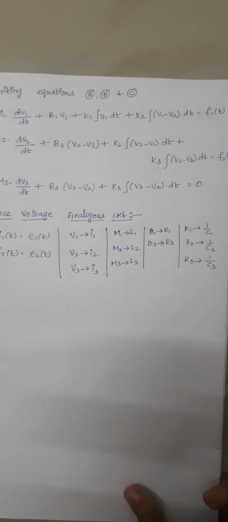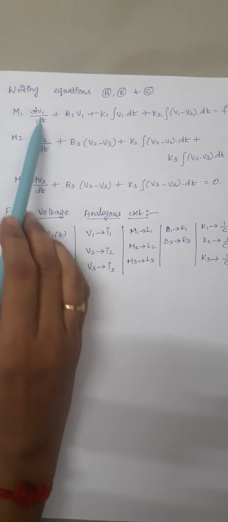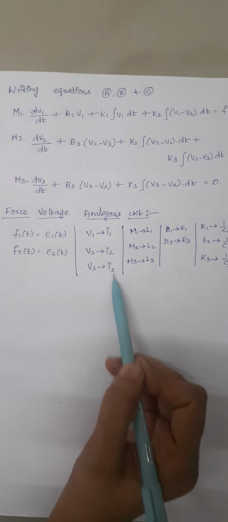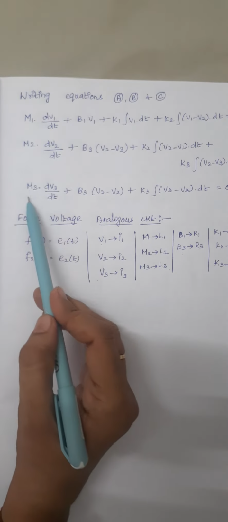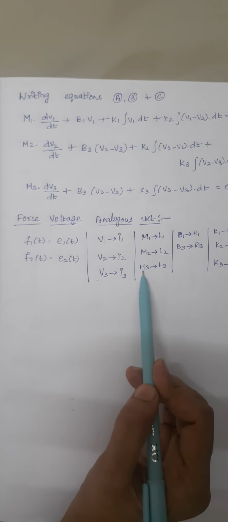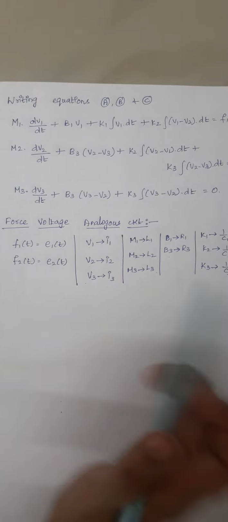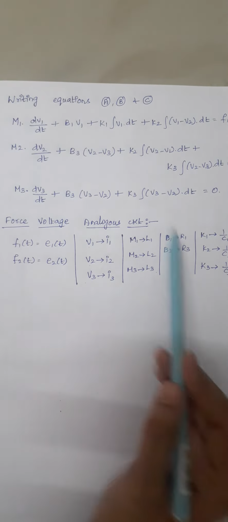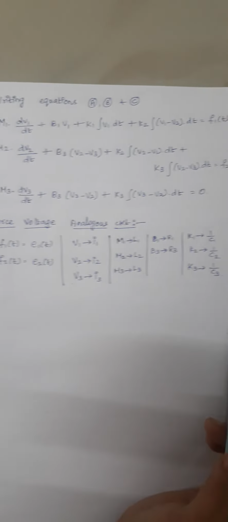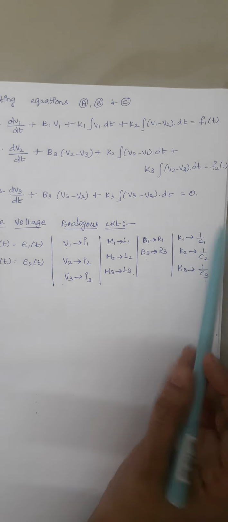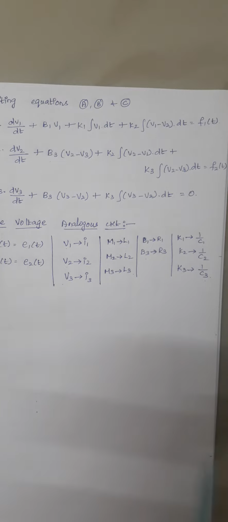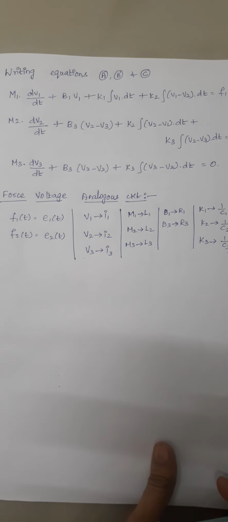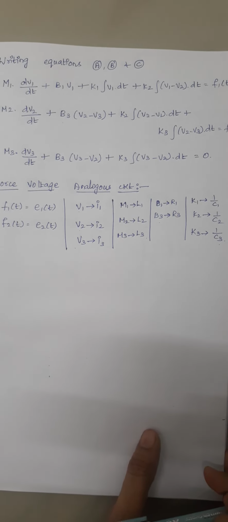In this equation we are having three velocities, v1, v2, v3. We are having 3 masses, m1, m2, m3, and I have written these 3 masses. Apart from that we are having dashpots b1 and b3, and the last ones are the spring elements k1, k2 and k3. Now we are going to draw the force voltage analogous circuit.